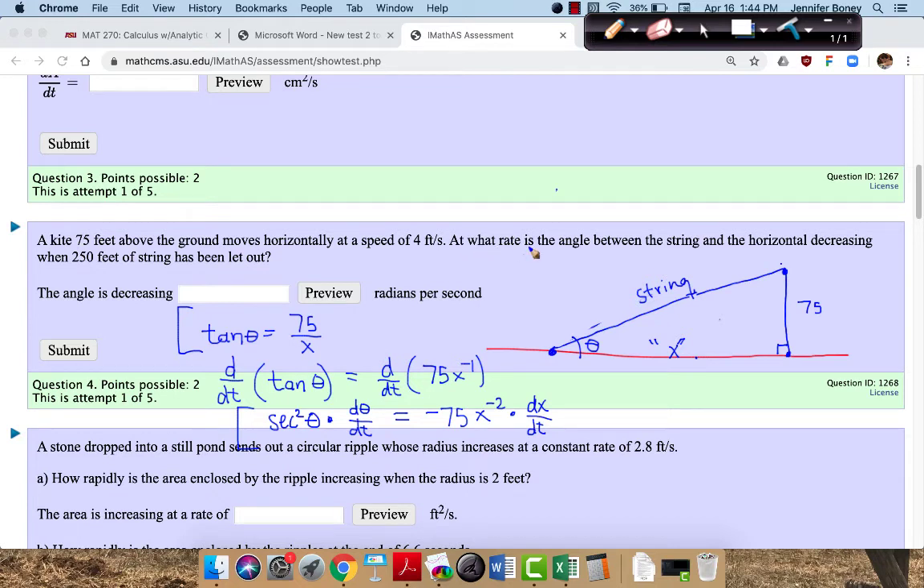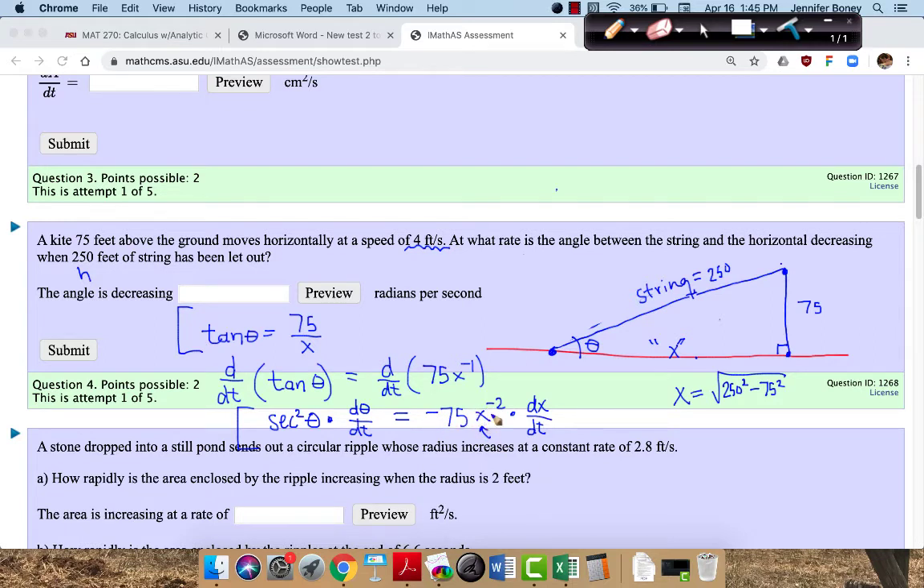The moment that we're interested in, dx dt is 4, but that seems to be constant all the time. H is 250. Well, that'll allow us to solve for x, even though we don't have it. Let's think about secant of theta, d theta dt, x squared, and dx dt. So we don't have x, but we can solve for it with Pythagorean theorem, right? x would be the square root of 250 squared minus 75 squared. So that's our number for x that we can put in that spot.